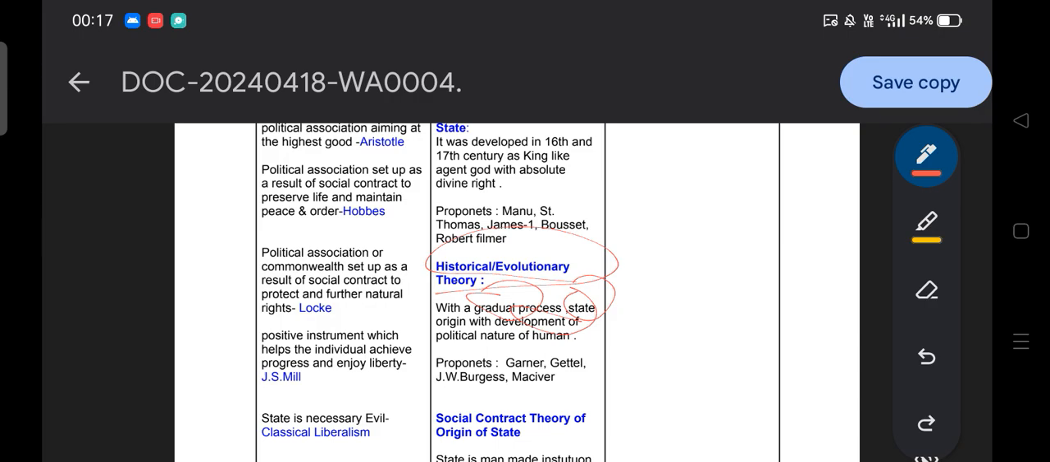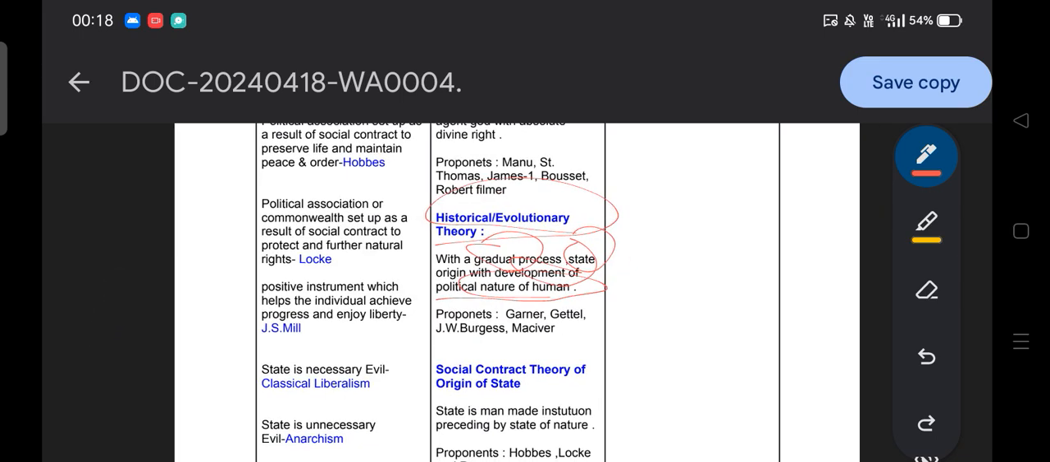For example, our political civilization, the human civilization, first developed from the early man. We started our journey hunting and gathering food, from the tribal to these structured states. So it believes in a gradual process with the development of the political nature of humans. That is the historical or evolutionary theory of the state.